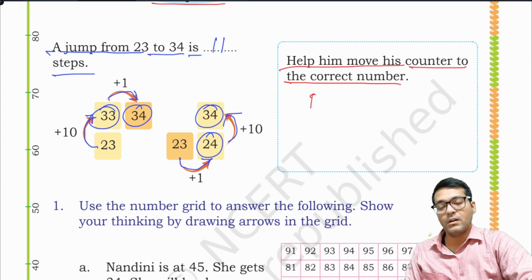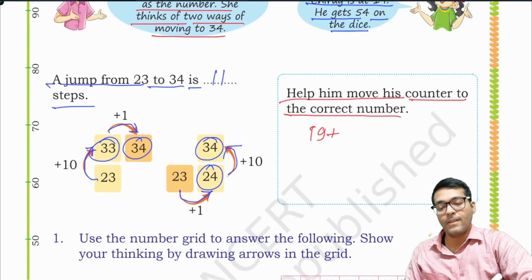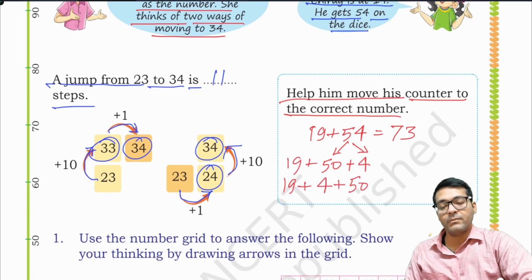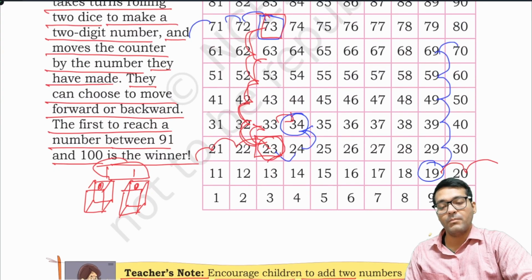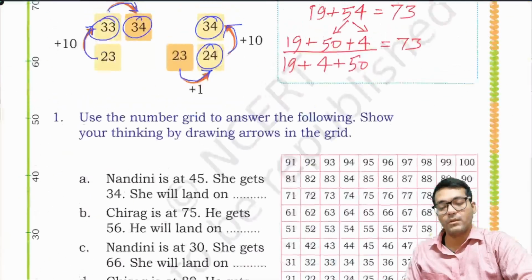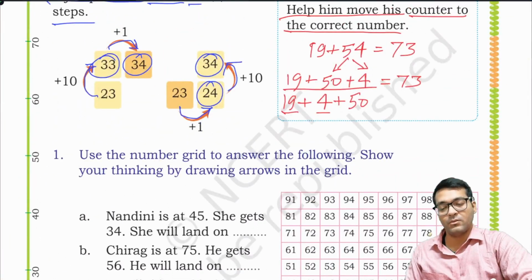That means 19 plus 54 is equal to 73. You can split 54 into two things, that is 50 plus 4 or 4 plus 50. That is 19 plus 50 plus 4 becomes 73. I have already shown how to reach 19 to 73 by adding 54 in both ways. 19 plus 4 then 50, that becomes 73.